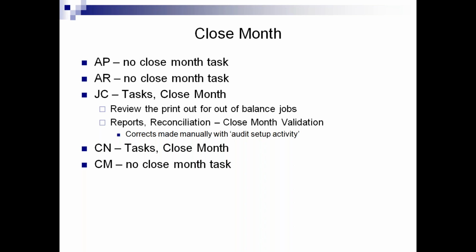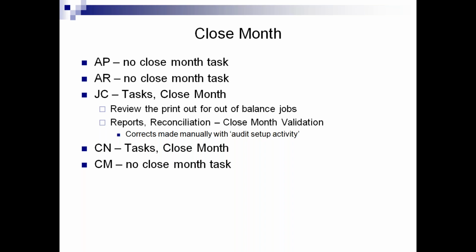And it's the same with contracts. There is a post routine under tasks, so if you get too far out and you've got stuff that has come through to contracts, maybe through billing, it will not have posted, and you'll have to manually post after you close the month.